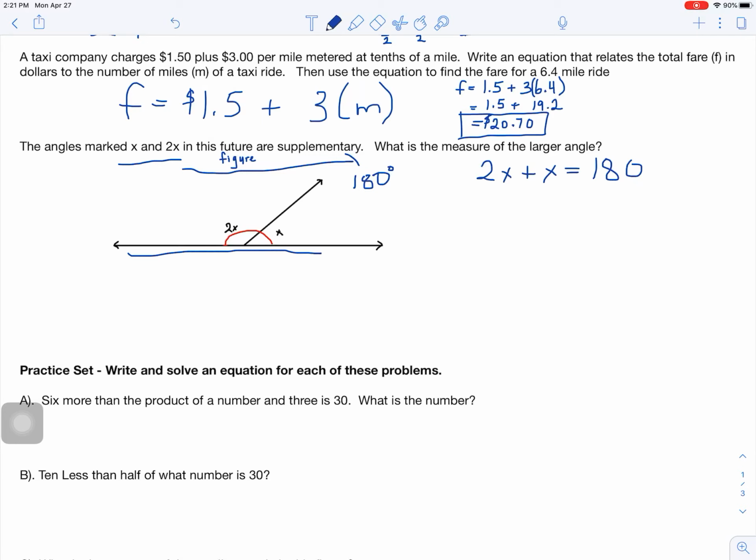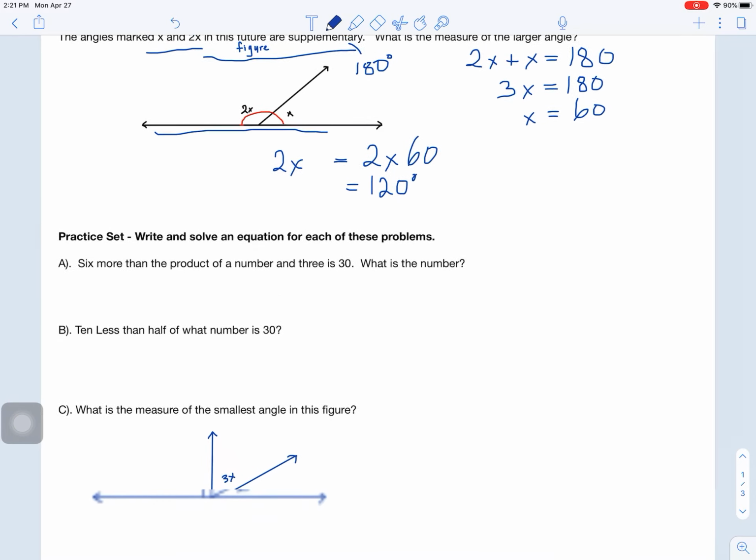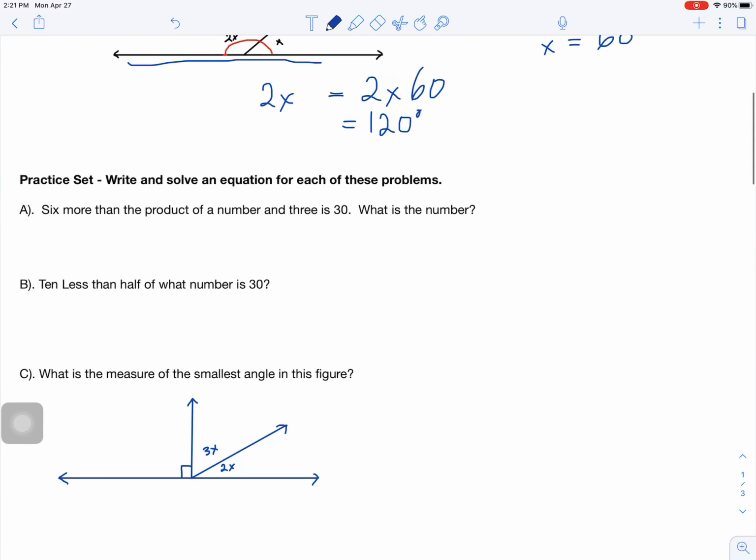Now we can solve for x because we had 2x plus x is 3x equals 180, and then we divide both sides by 3, x equals 60. So now it's asking us what is 2x, right? So 2x equals 2 times 60, and that would equal 120 degrees. So you can see that we used all the information that we had available for us in order to solve this problem.